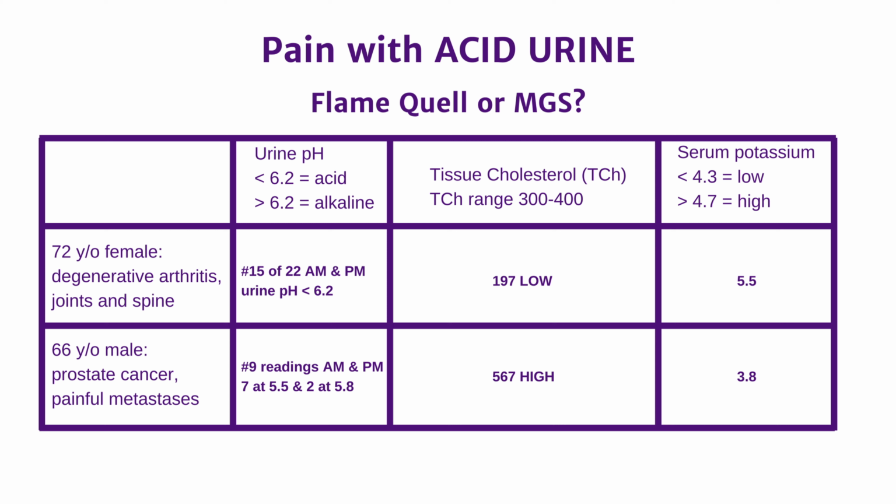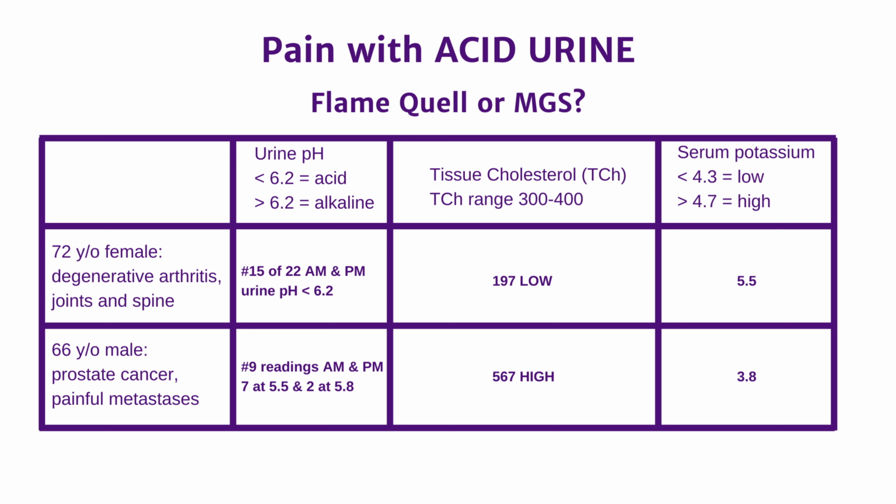He, 66 years old, has prostate cancer with extensive bony metastases that are very painful. Of his urines, they're all acid. 2 are 5.8 and the rest are 5.5. And we will find that it is often the case that people with high tissue cholesterol will have the more acid urines than the people with low tissue cholesterol. And that holds true here.